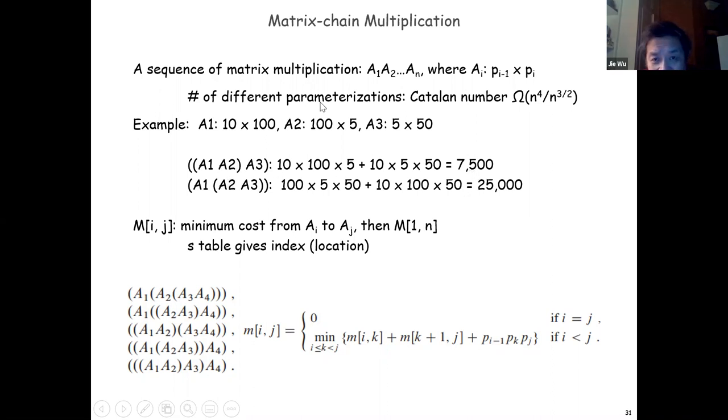Now the question is, given a long list of matrices, you have many ways to put parentheses. Parentheses mean the order, and they can be nested, so there are lots of ways of parenthesizing. It's a combinatorial problem. It's called the Catalan number, which grows very fast, roughly exponentially, a very large number. So if you exhaust all the possibilities, you see that it's kind of expensive. You may argue that we just try all the possibilities and pick the minimum one. You can do that, but it's not the most efficient one.